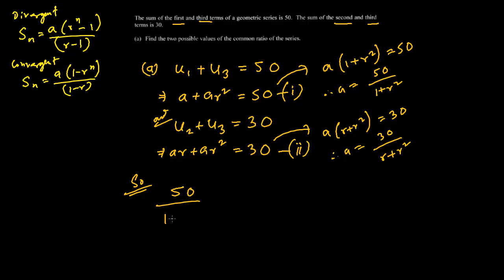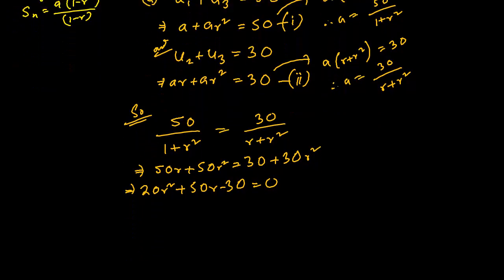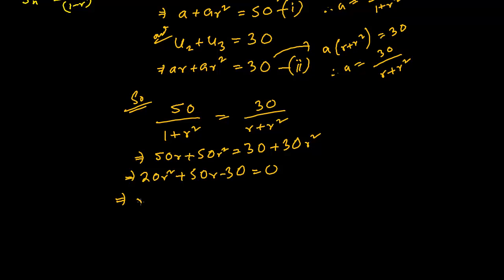So we can solve the equation like this. 50 divided by 1 plus r squared equals 30 divided by r plus r squared. If we now cross multiply, it turns out to be 50r plus 50r squared equals 30 plus 30r squared. If we bring all the terms to the left hand side, 50r squared minus 30r squared is 20r squared, plus 50r minus 30 equals 0. Now, when we divide both sides by 10, it turns out to be 2r squared plus 5r minus 3 equals 0. Now we can do middle term break.